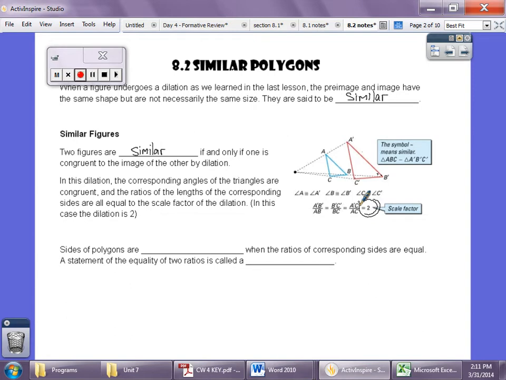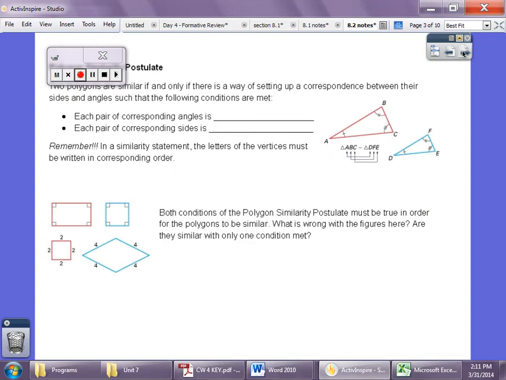The sides of polygons are proportional when the two ratios of corresponding sides are equal. So when your ratios are equal, these sides are proportional. And the statement of equality of the two ratios, that's called a proportion. So you've heard those terms before, proportion and proportional. So we're going to start setting up proportions to solve for missing sides.